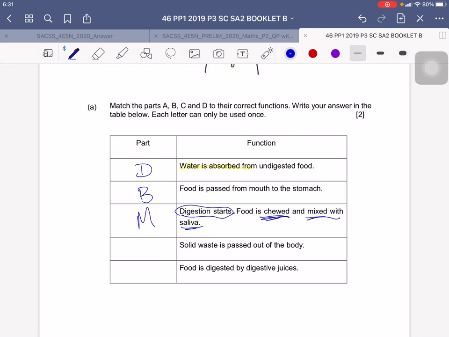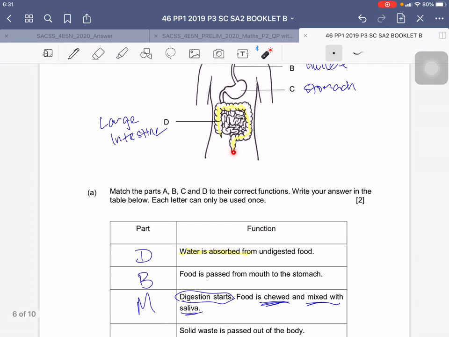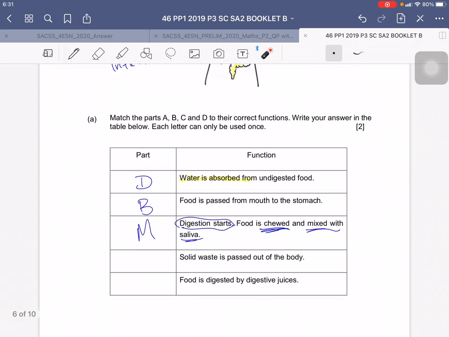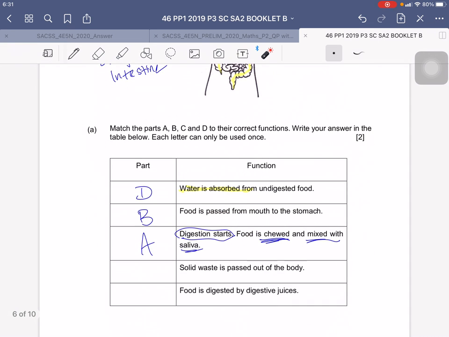And solid waste is passed out from the body. Now, passed out from the body, it will be from here, which is from the rectum, then through the anus. But there's no label here. Okay, sorry, this one should be A, so I should write A, not M. For this row, you have to leave a blank because here each letter can only be used once. Right, now next, food is digested by digestive juices. That will be the stomach, so that will be C.